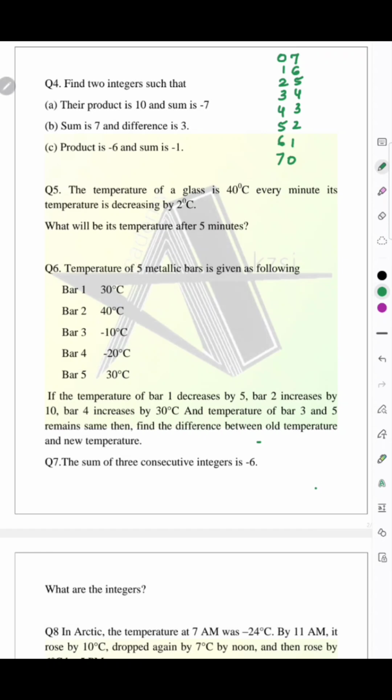So this is 7 minus 0, 7. This is 5. This is 3. This is 1. Now these pairs are again repeating themselves, so just don't consider them. So which one is giving me the difference 3?